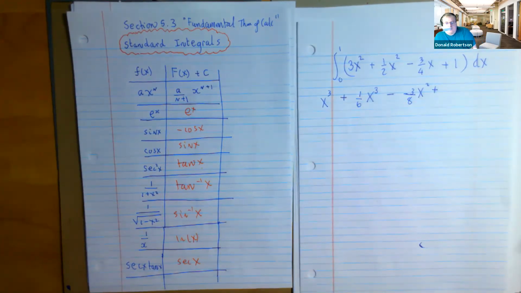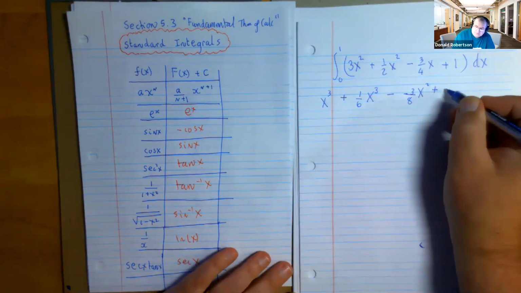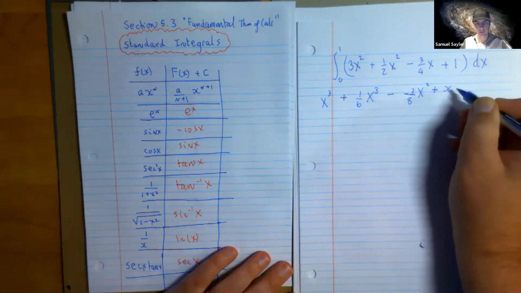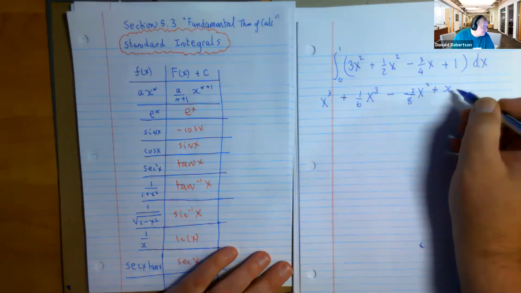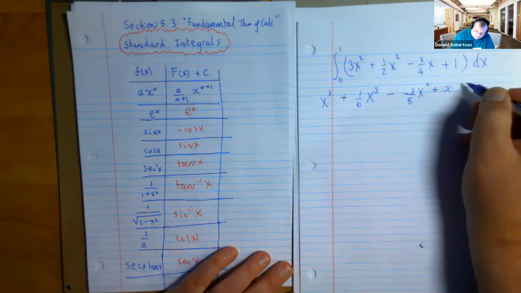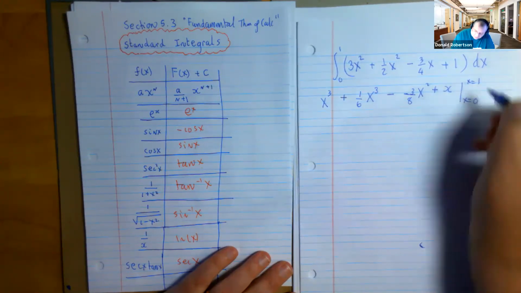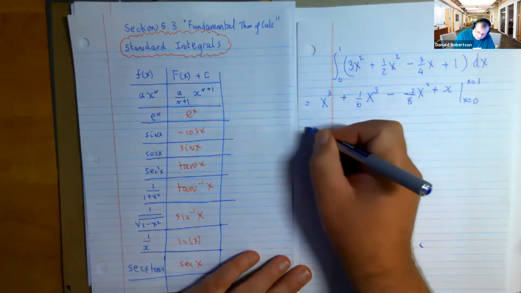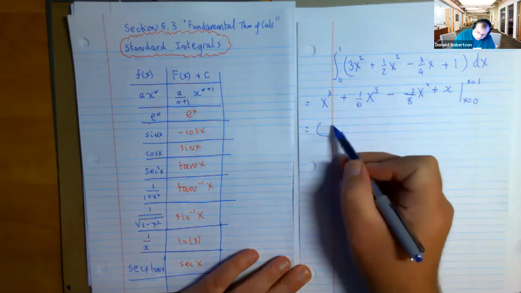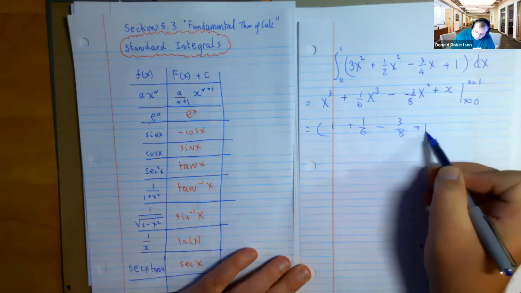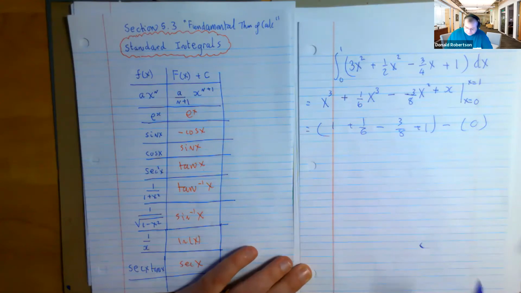And what do we do about 1? The antiderivative of the number 1 is just x. And isn't 7 just 7x? And minus a half is just minus a half x. And we evaluate this at 0 and at 1. That's the usual notation. So 1 cubed, 1/6 of 1, 3/8 of 1, and 1. Take away a big load of zeros.